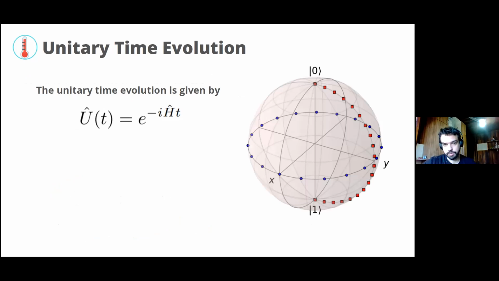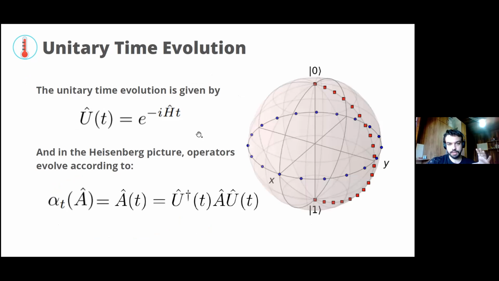Right? It will preserve the norm of the states. And moreover, I will be working in the Heisenberg picture, so that actually I'm not going to act with this operator on the states. I will act with this operator on the operators of the theory. So essentially, we're going to define this one-parameter family of automorphisms that map operators to operators.